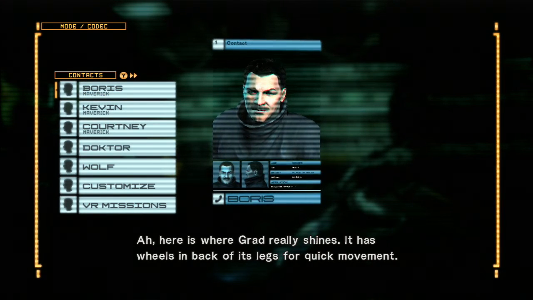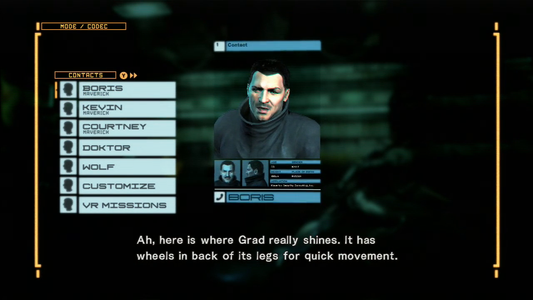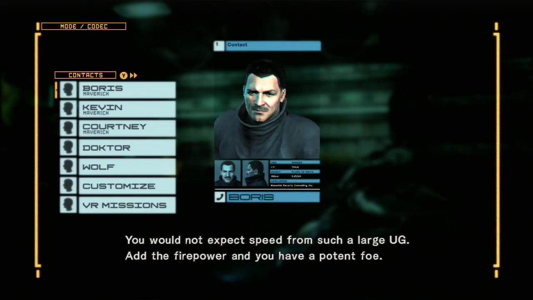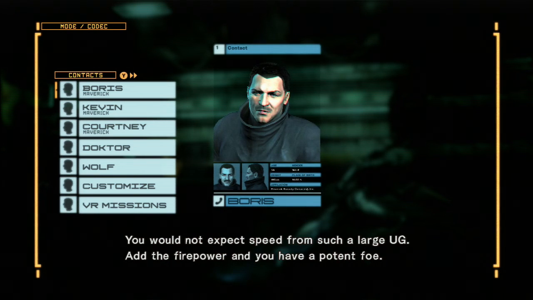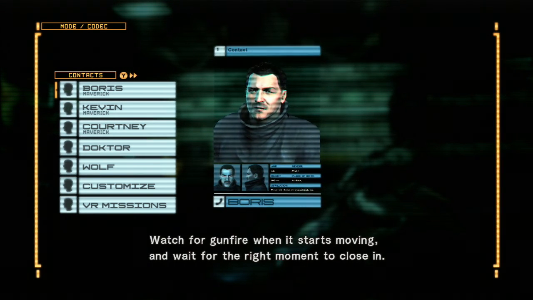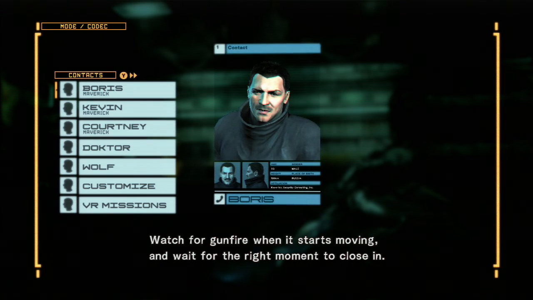Here is where the Grad really shines. It has wheels in the back of its legs for quick movement. You would not expect speed from such a large UG. Add the firepower and you have a potent foe. Watch for gunfire when it starts moving, and wait for the right moment to close in.